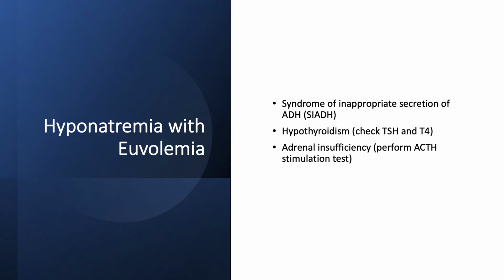Okay, so now we're suspecting SIADH, and I have to say that in hypothyroidism and adrenal insufficiency, the reason for the hyponatremia is increased vasopressin secretion. So it is like ADH, except that we know why. We have the reason. With SIADH, it's inappropriate secretion. In hypothyroidism and adrenal insufficiency, this is the cause of vasopressin secretion.